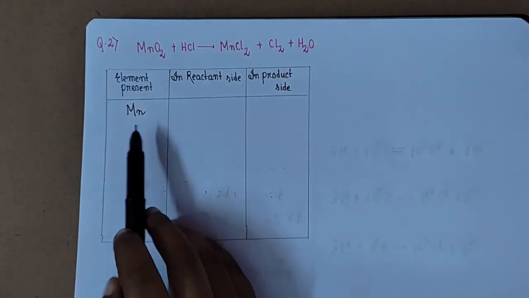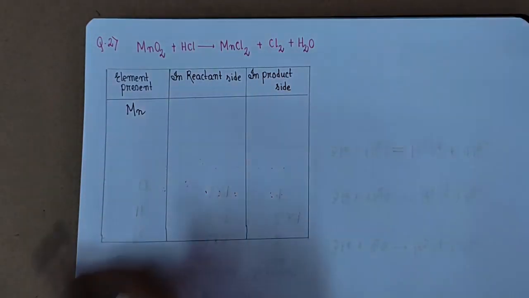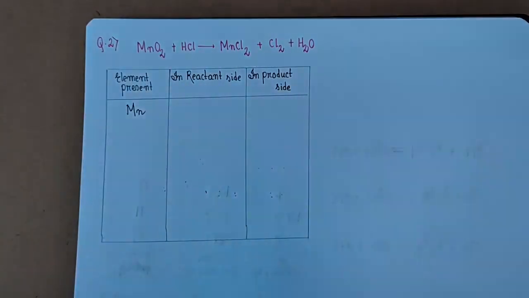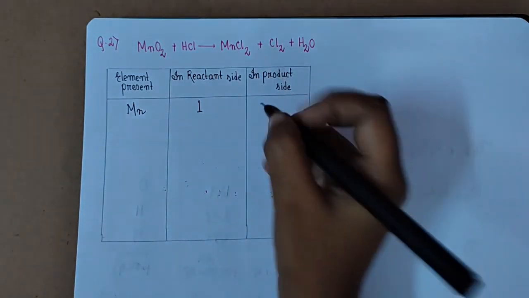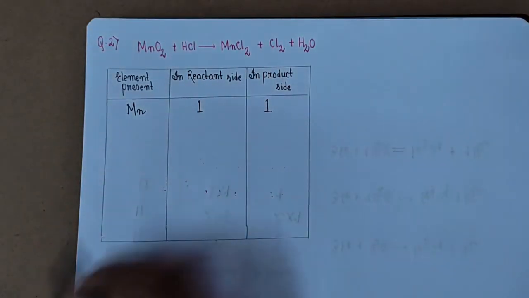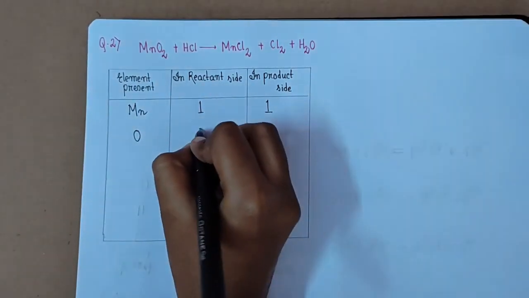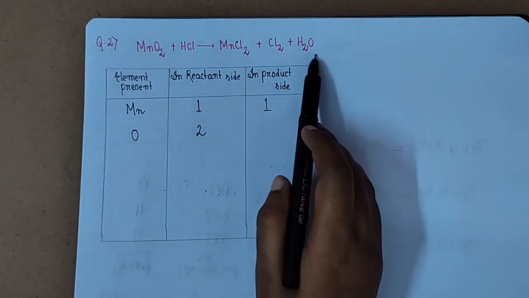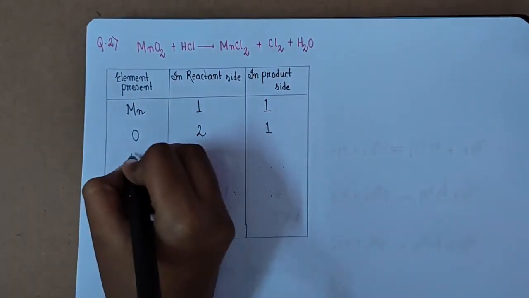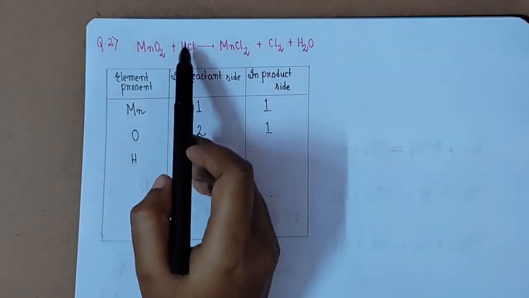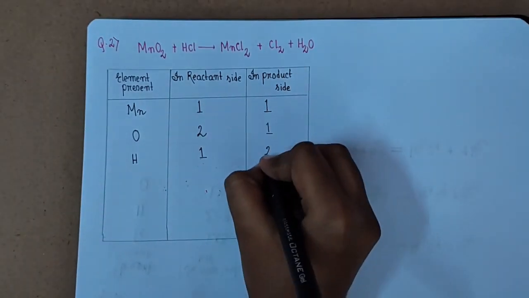Okay. So what is the number of atoms present for manganese in the reactant and product side? In the reactant side only one manganese atom is present, so 1. And in the product side also one manganese atom, so 1. Next element is oxygen. Oxygen present in the reactant side is 2, and in the product side the number of oxygen atoms is 1. Next one is hydrogen. Hydrogen present in the reactant side is 1 and in the product side this is 2.